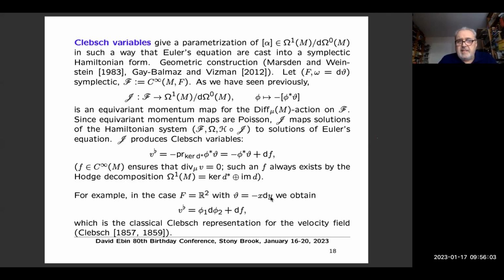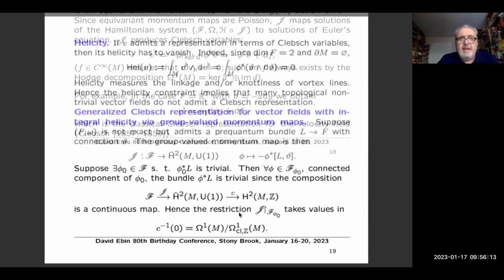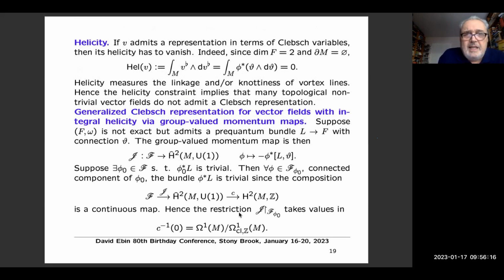And theta is minus x dy. The Clebsch variables are phi 1 d phi 2. This is what Clebsch did 150 years ago, 170 years ago. So now we look at helicity.